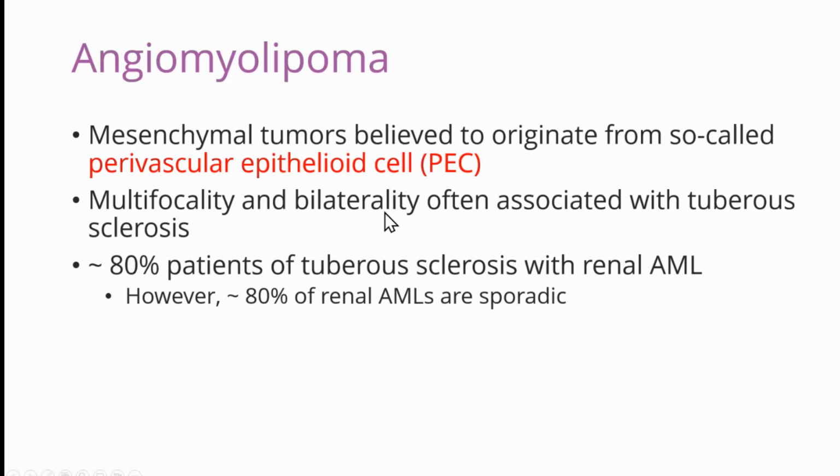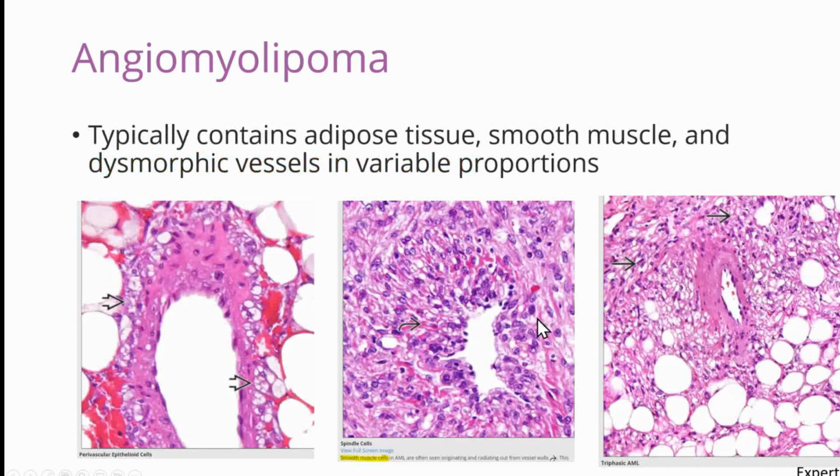And another thing we need to know is that if we can see multiple AMLs and also bilateral, that means both kidneys have AML, it may be associated with tuberous sclerosis. Up to 80% of patients with tuberous sclerosis have renal AML. However, when you just find sporadic AML, up to 80% of these AMLs are just sporadic. They are not related to tuberous sclerosis.